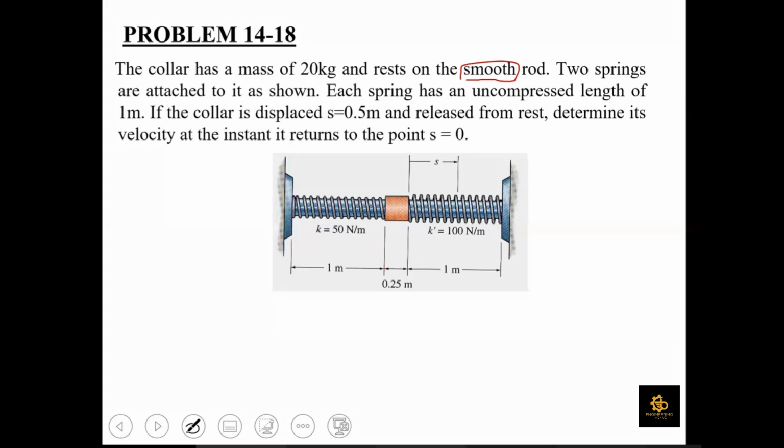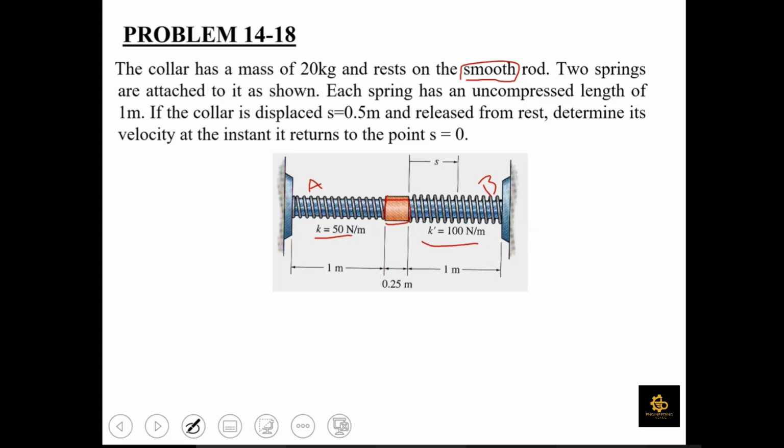One on the left hand side, let us term this spring as spring A, which has a constant of 50 Newton per meter, and then you have another spring which is attached with this collar on the right hand side, and this spring has a constant of 100 Newton per meter. So overall this collar is connected with two springs, and both have different values of k. Each spring has an uncompressed length of 1 meter. It means that once this collar is in the position shown, that is at the center of this rod, both the springs are unstretched. That is, both of them have a length of 1 meter.